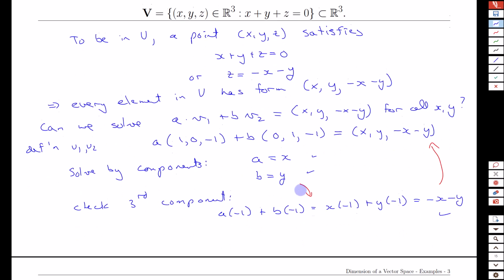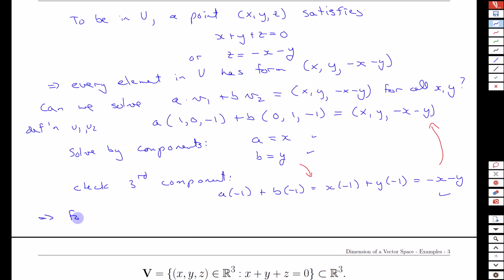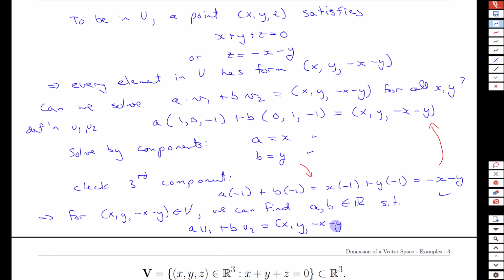And so for any (x, y, minus x minus y) element of V, we can find an A, B, with A, B elements of the reals, our scalar multipliers here, such that A V1 plus B V2 equals that (x, y, minus x minus y), which implies that V1, V2 spans V.